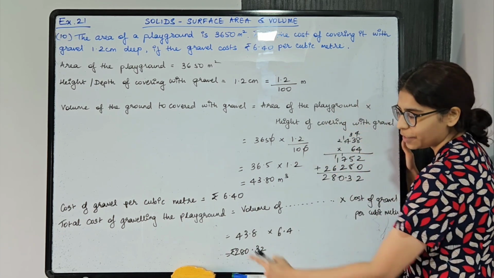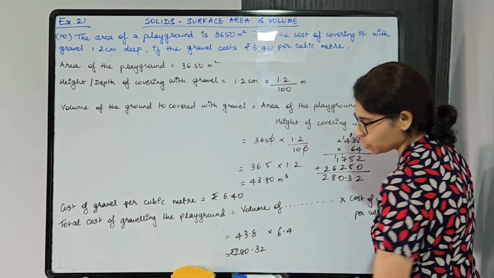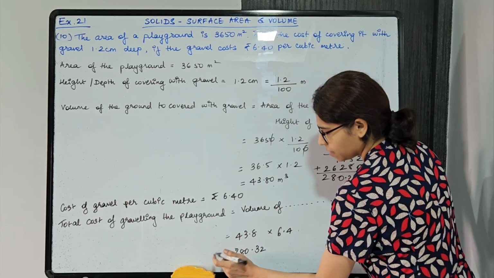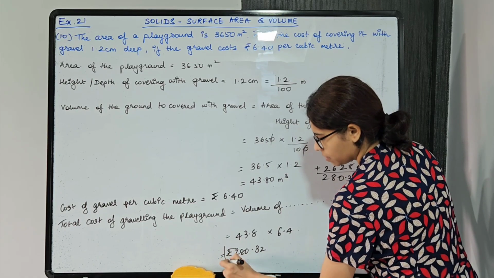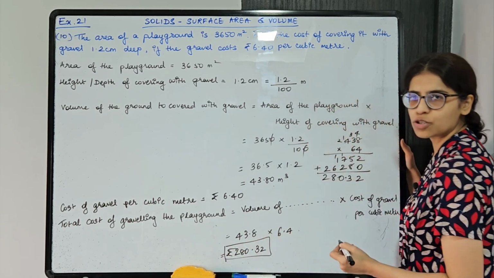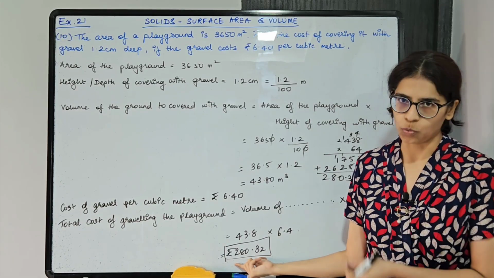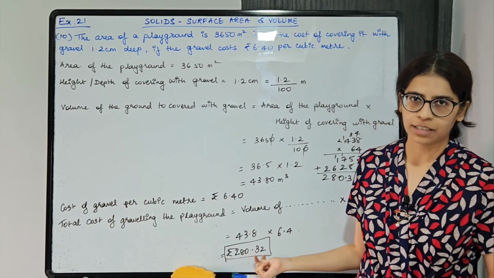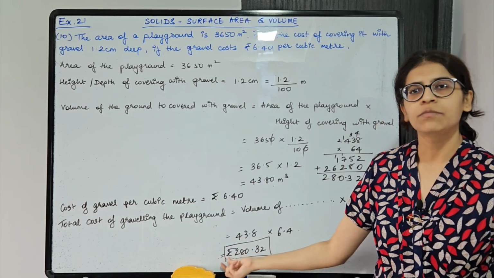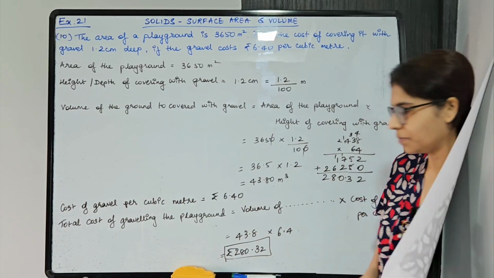rupees. Don't forget the symbol of rupee, ठीक है। So the total cost of graveling the playground is rupees 280.32. Okay, that is 280 rupees and 32 paise. So don't forget the symbol, box the answer.